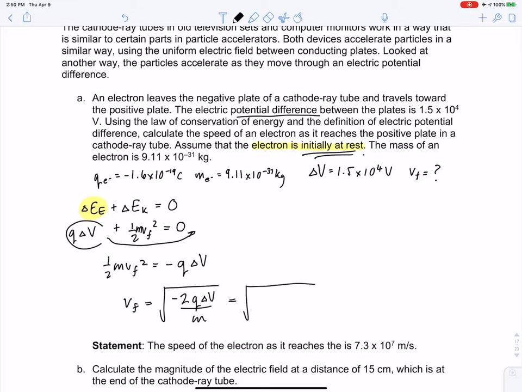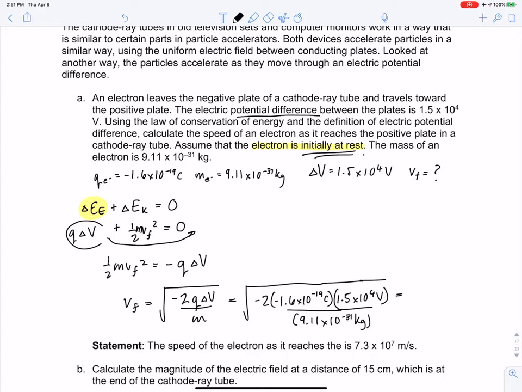We're going to sub and solve. That's negative 2 times negative 1.6 times 10 to the power of negative 19 coulombs times a change in potential of 1.5 times 10 to the power of 4 volts divided by the mass, which is 9.11 times 10 to the power of negative 31 kilograms.